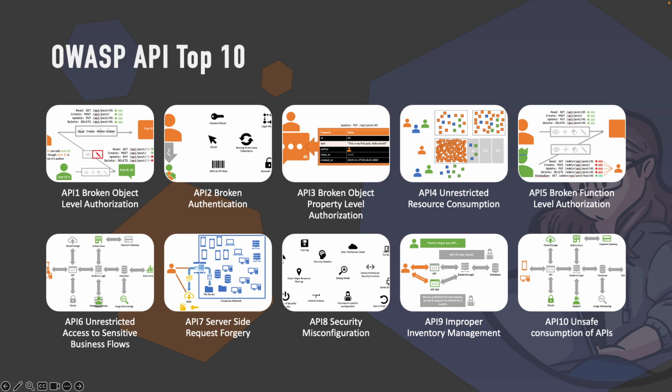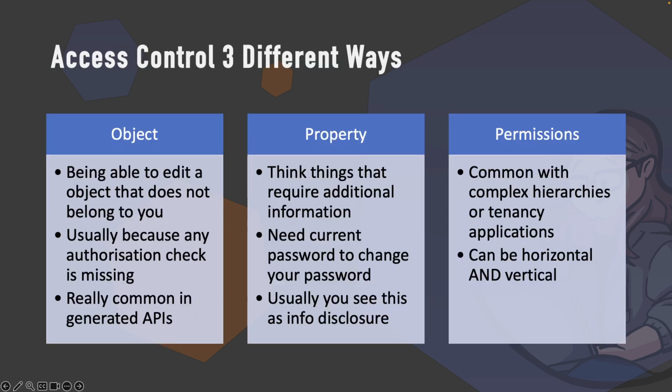In terms of what we will actually look for, we tend to focus on API 1, API 2, API 3, API 5, API 6, and API 10. Access control, I spoke about this. This is API 1, 3, and 5. It is shown at these three different levels. The first is at the object level, being able to edit an object that does not belong to you because the authorization check is missing.